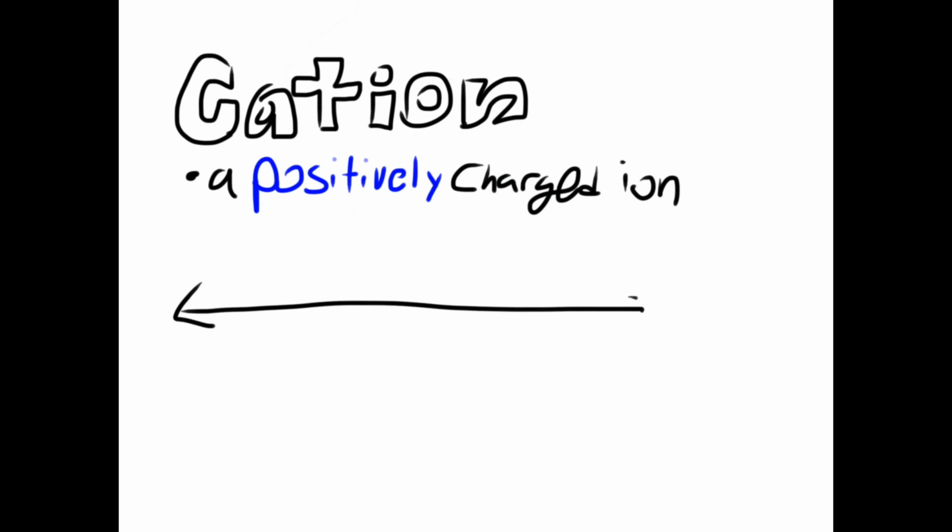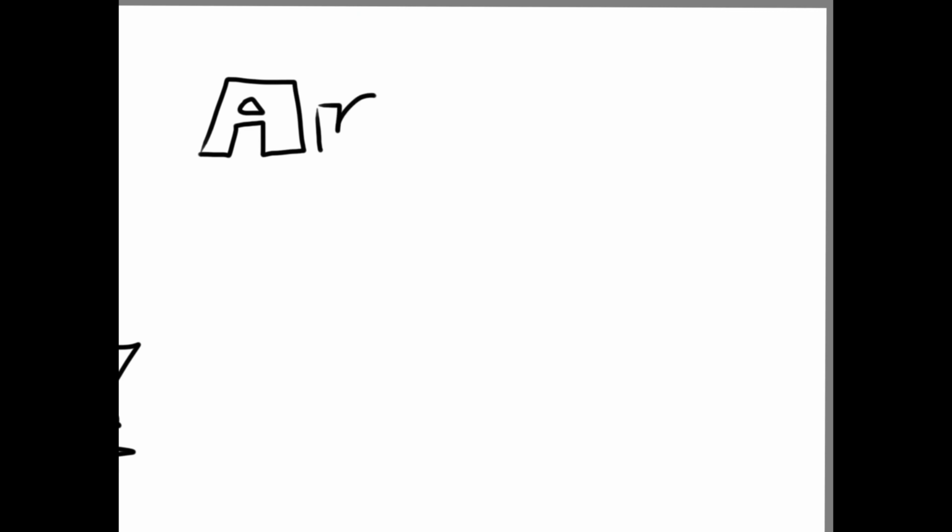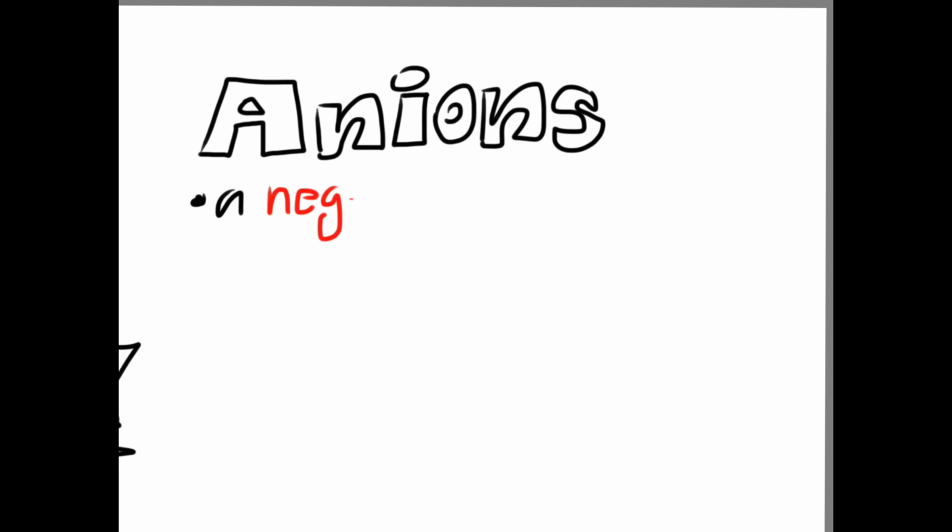Elements love to mingle and form compounds. That's where ions come into play. Some elements lose electrons and become positively charged, called cations, while others gain electrons and become negatively charged, called anions.